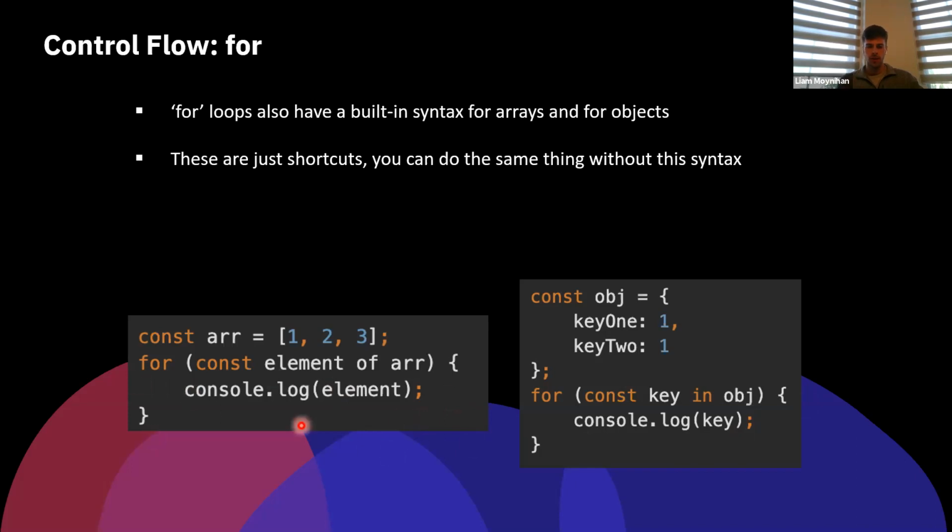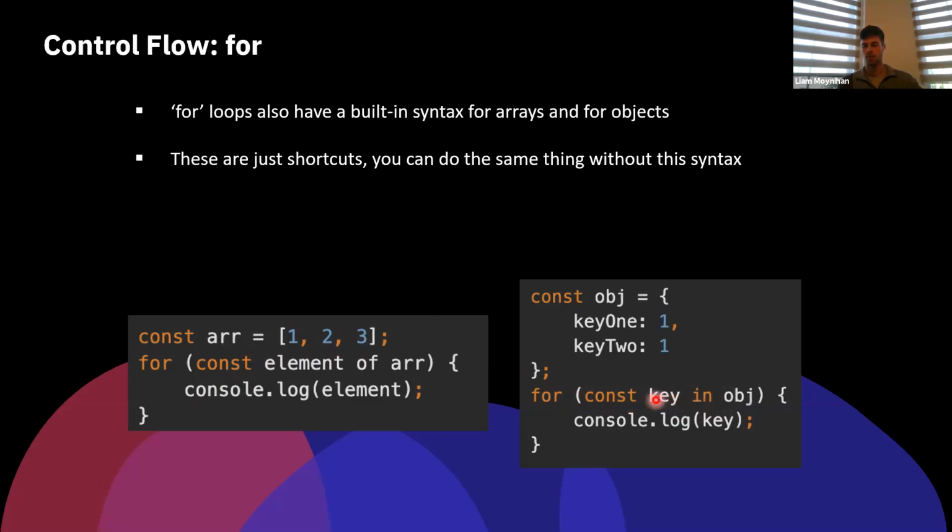So if you have an array down here, we can say for the element of an array, we're going to print out the element. So we use this of keyword here. So this for loop is just going to run once for every element in our array. So we're going to print out 1, 2, and 3. We can do the same thing with objects using the in keyword.